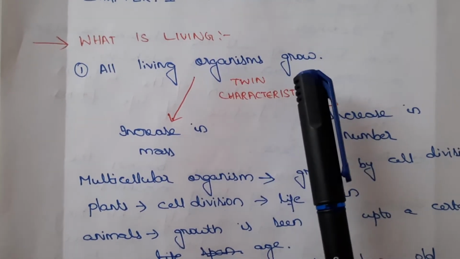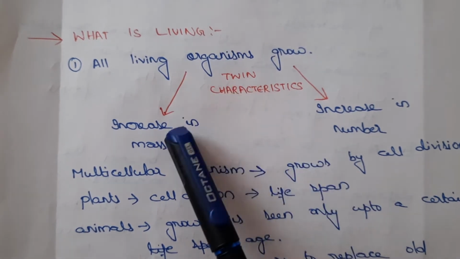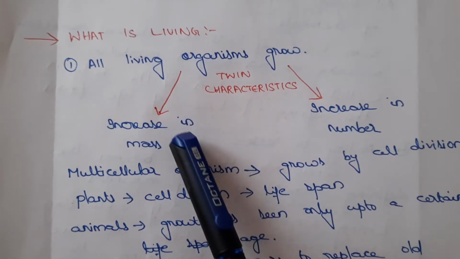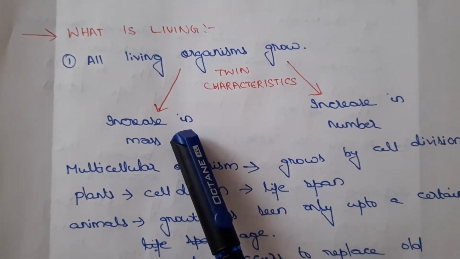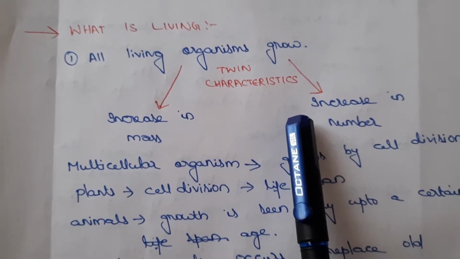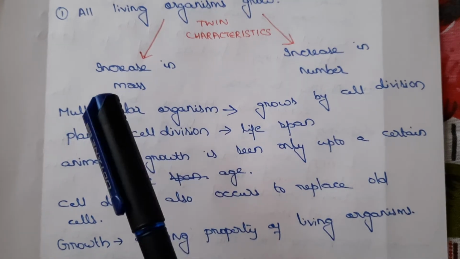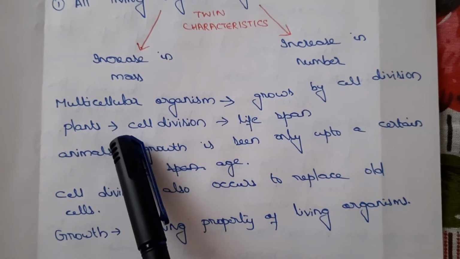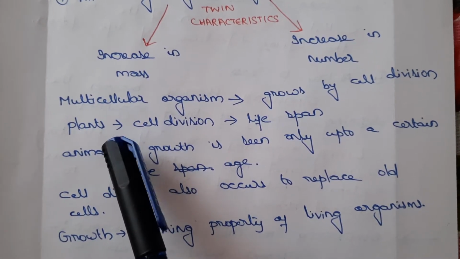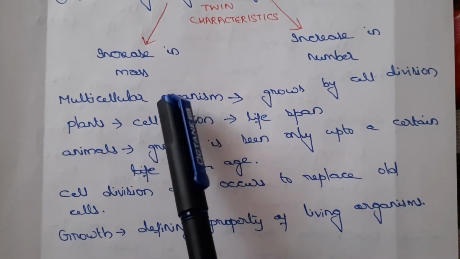We know that every living organism grows. The twin characteristics, or the 2 characteristics, of growth are, first, increase in mass, and then increase in number. That means there will be an increase in mass of the living organism, and also an increase in the number of cells. Now, organisms can be grouped into 2 categories, that is multicellular organisms and unicellular organisms. Unicellular organisms are those having only a single cell, whereas multicellular organisms are those with multiple cells, or more than 1 cell.